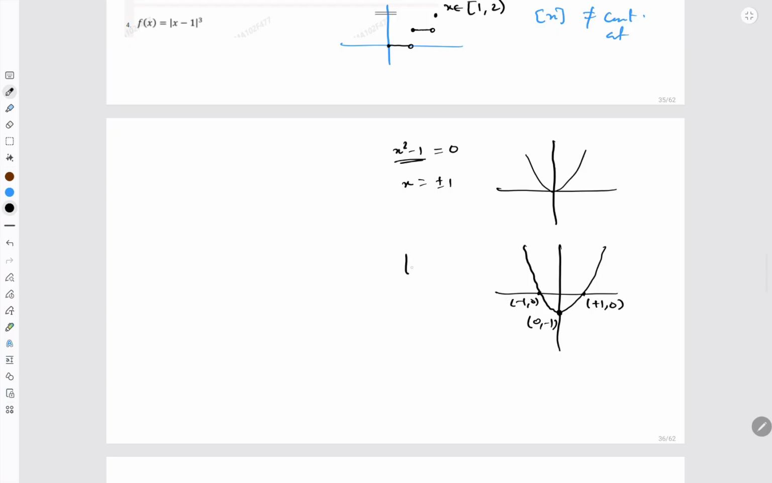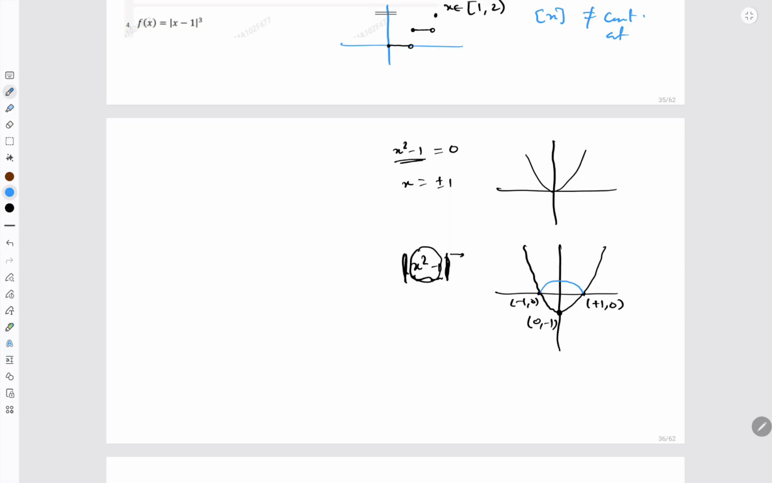Right? If I take mod of x square minus 1, what is the meaning of mod? If I am getting a negative value in the original function, I have to return positive. So for the negative part, I have to return positive. So the graph of mod of x square minus 1 will be like this.